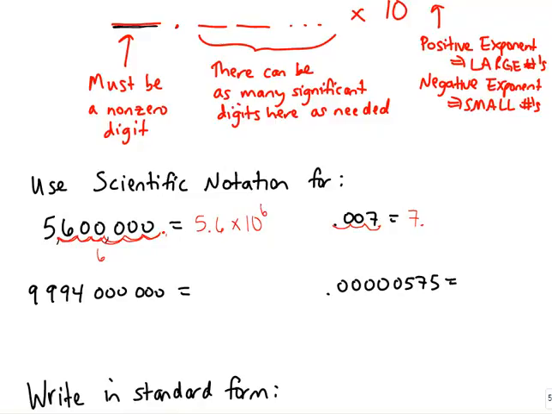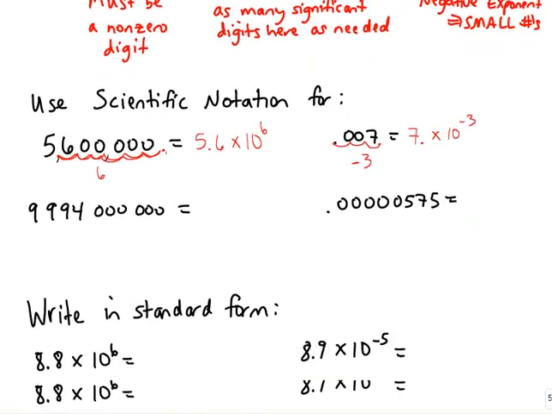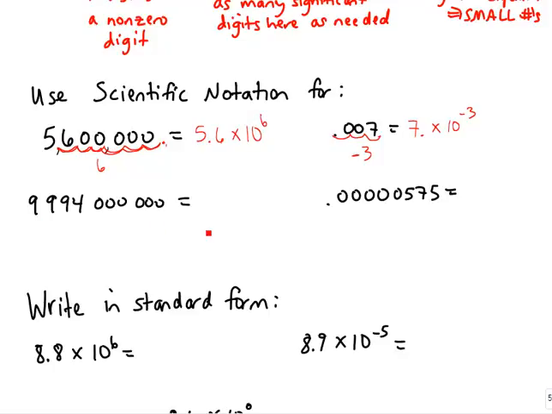How many positions did I move my decimal? 1, 2, 3, but it was towards the right. So I'm going to use an exponent of -3 because remember this was supposed to be a small number. So 7 times 10 to the -3.